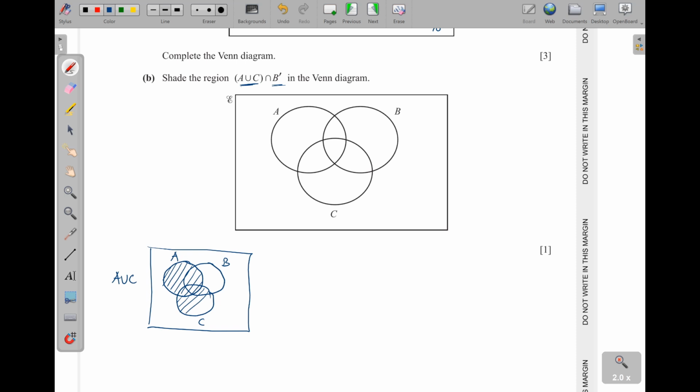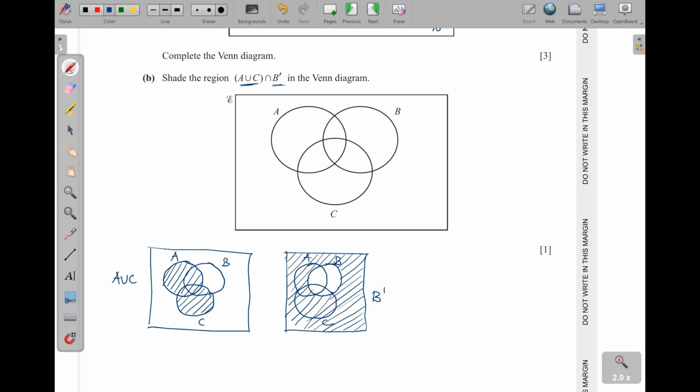So this is what we are going to have here. Then next, you go and shade B complement. Put all the sets in, okay? A, B, and C. Then we are going to shade B complement. So everything outside of B. So we can shade and we leave only B not shaded. So everything here shaded like that.